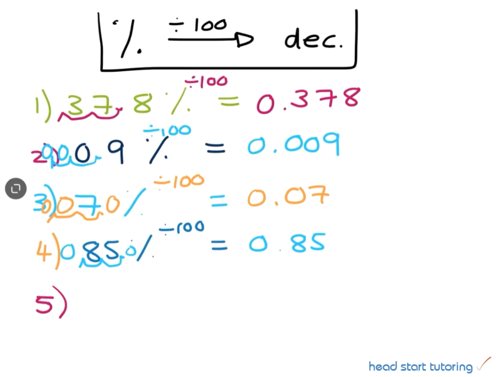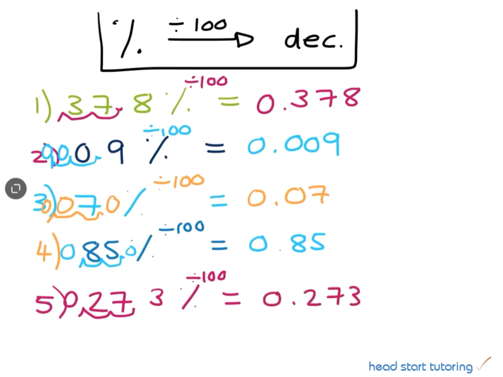Let's have a look at 27.3%. 27.3%, we divide by 100 to get our decimal. We bring in 1, 2 decimal places, put in our placeholders, and we end up with 0.273 as a decimal.